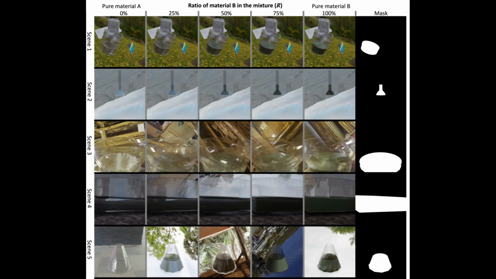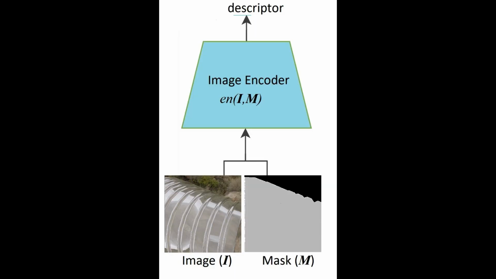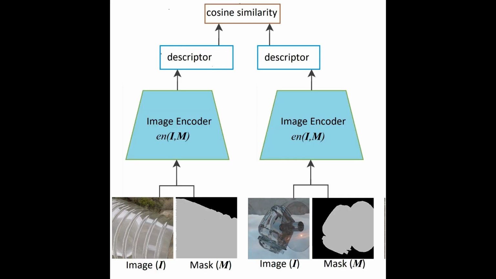We also create scenes where the materials appear inside randomly generated transparent containers to simulate fields like labs, kitchens, and liquid handling. Training a net using the dataset can be done using a Siamese net approach similar to methods like CLIP and SimCLR. Basically, we pass the image and the mask of the material region through the net to predict a descriptor vector. The cosine similarity between two such descriptor vectors is the similarity between the materials they represent.